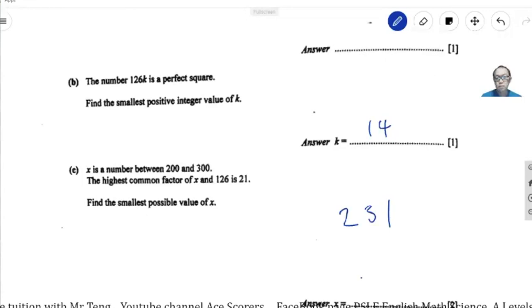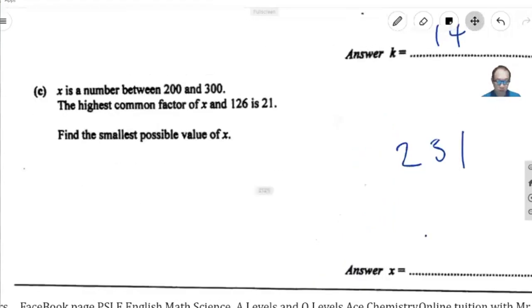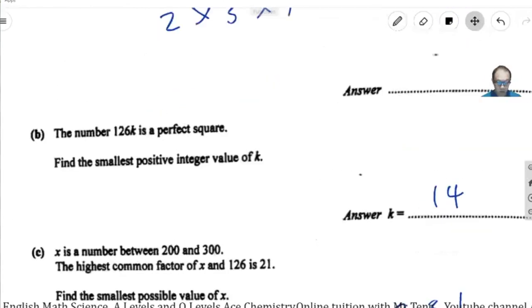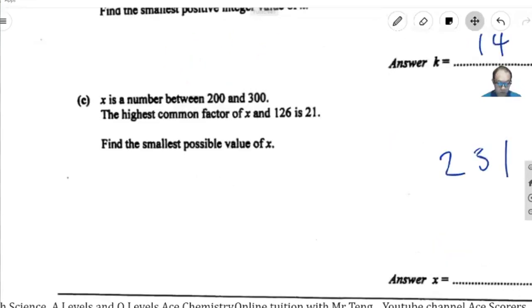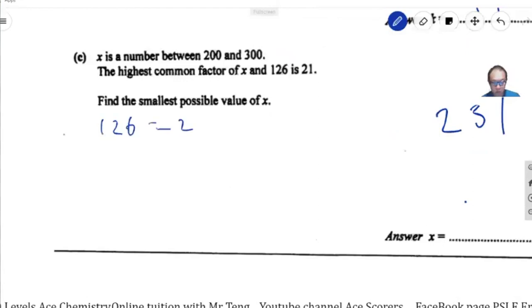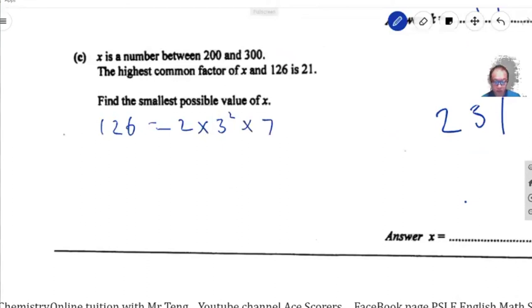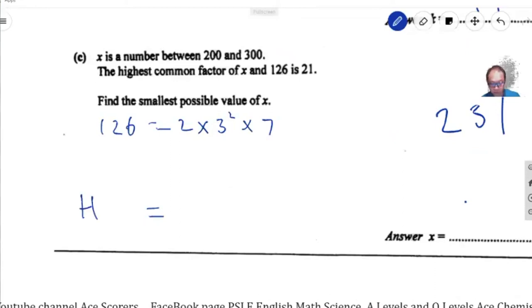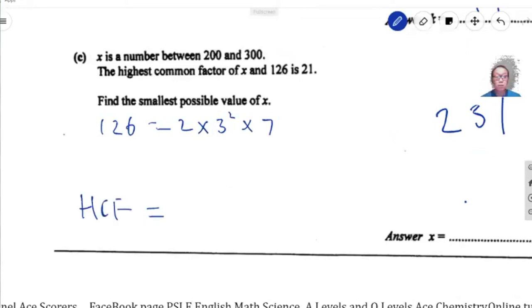For this, I would use the index notation method. Okay, let me go through this one. 231. So we have 126 equals 2 times 3 squared times 7. That's 126. So 21, which is the HCF, highest common factor, it's 21.